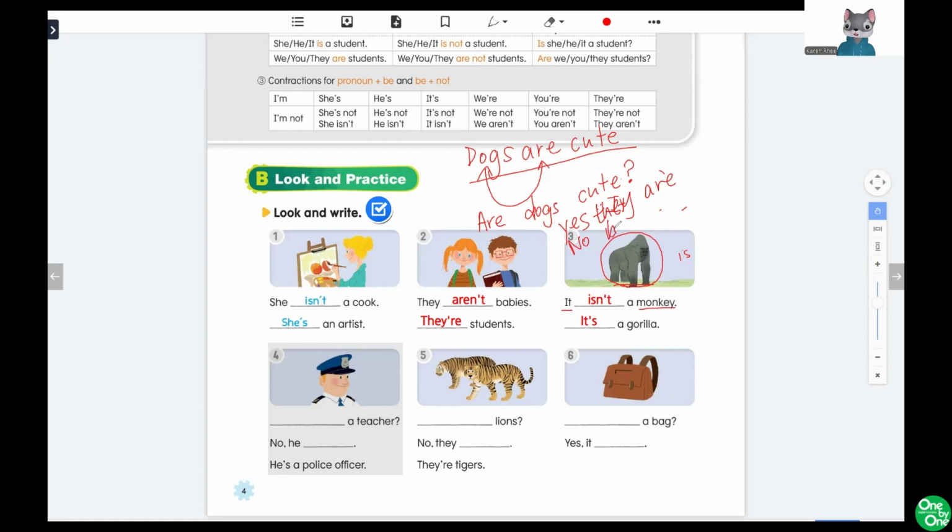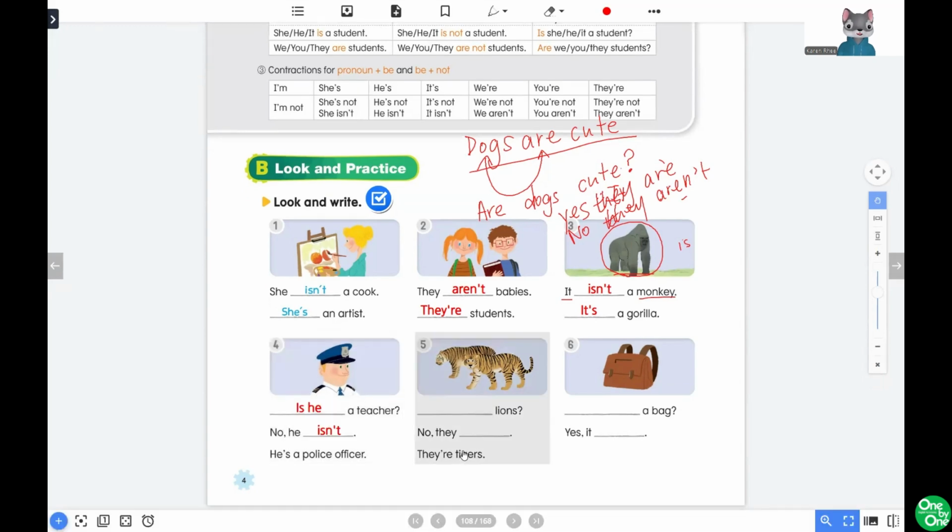Or no, they aren't. Is going to be the correct answers. Now, just like that, let's try the fourth question. That's right. Is he a teacher? No, he isn't. Fantastic.